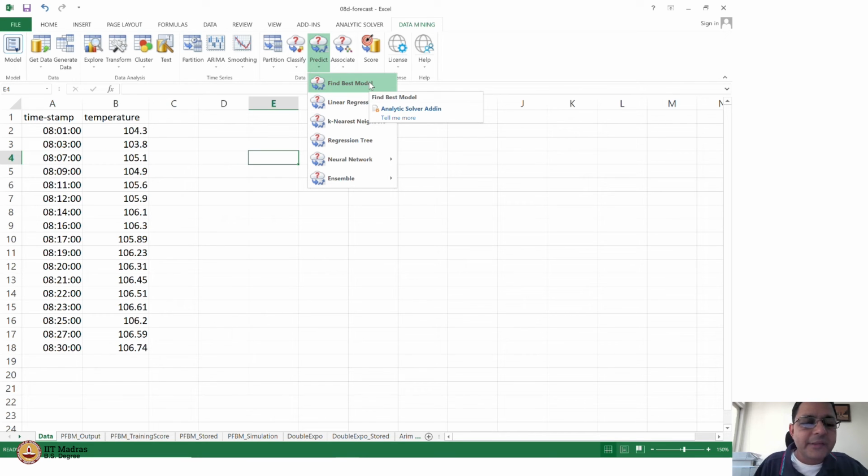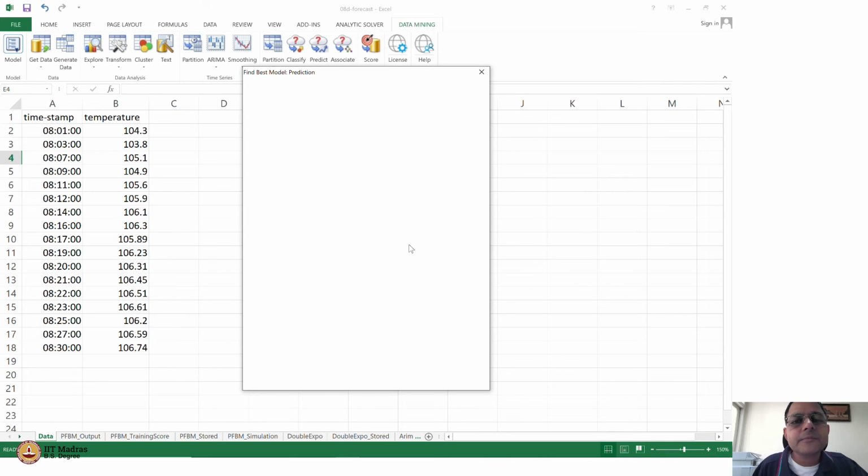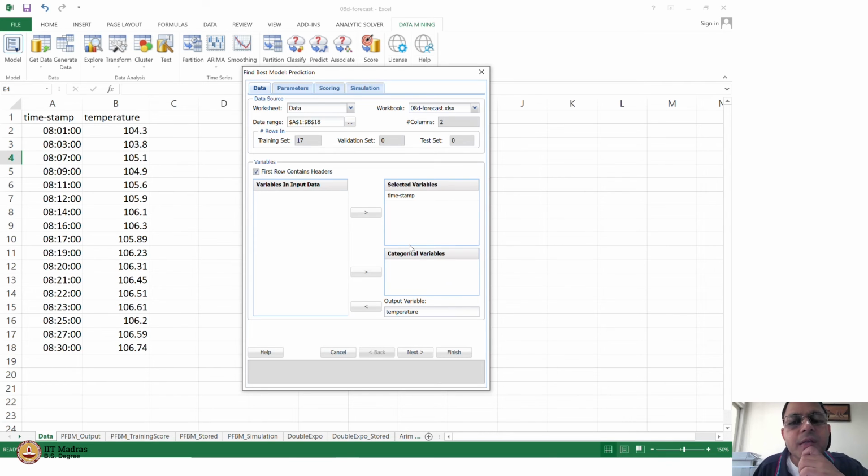We will read what the performance indicators are, then decide which are better suited, and then we will say this model is the best, right? So once again, the dialog box: all the things are already put up here. The selected variable is timestamp, the output variable is temperature, right? All this is already done.